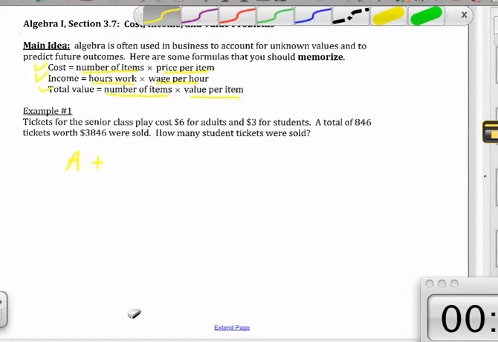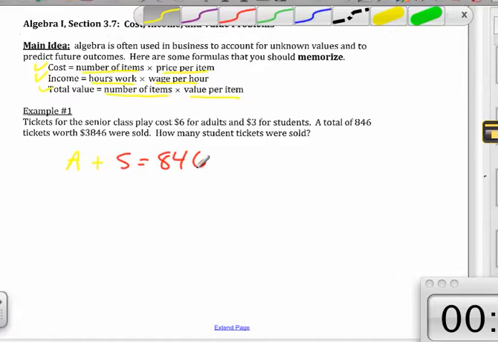But here we go. Adults plus students equals 3,846. Nope. Catch me, guys. Equals 846. Thank you. That's the number of tickets sold, right? Can someone come up with the other equation for me? What's the other piece of information that I can use to write a different equation?